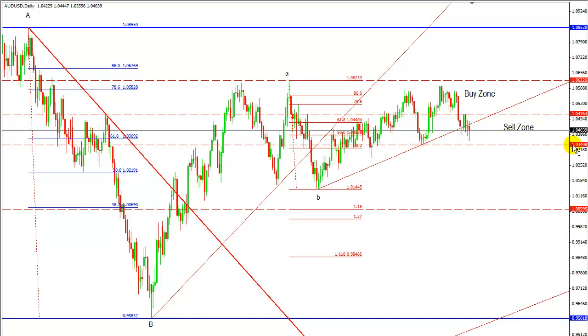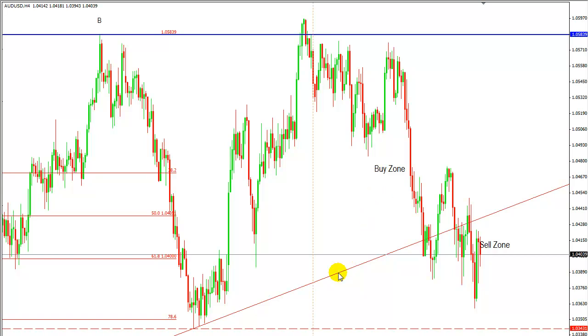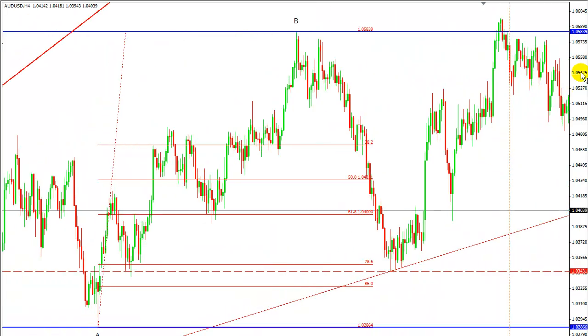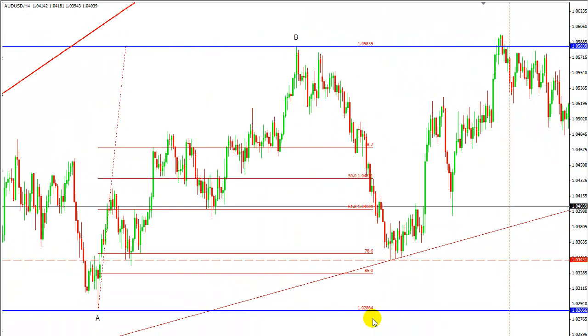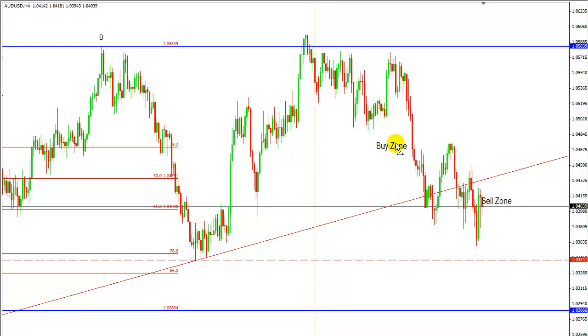I certainly want to see this take out this 1.0340, and if we're going to go back above into the buy zone, I want to see it take out this high point right here, and that's at 1.0476, which we'll see right now on the 4-hour. But if we take a look at the 4-hour AB swing, A is at 1.0286 and the B is at 1.0583. And of course, here we've got the buy zone.